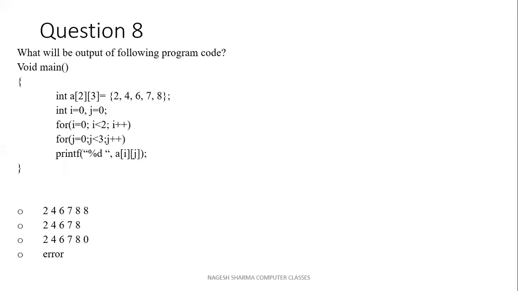What will be the output of the following program code? In this program code, we have declared a two-dimensional array whose first dimension is 2 and second dimension is 3. So the size of this array will be 2 into 3, that is equal to 6. So it can store 6 elements, but during the assignment we have provided only 5 elements. So the first 5 elements will take values from this set 2, 4, 6, 7, 8, and the element that remained will take a value of 0.